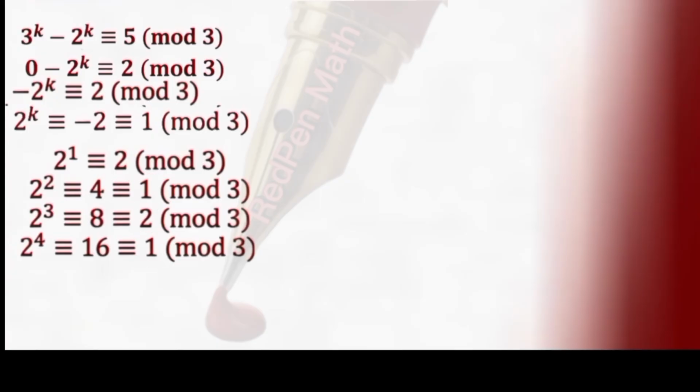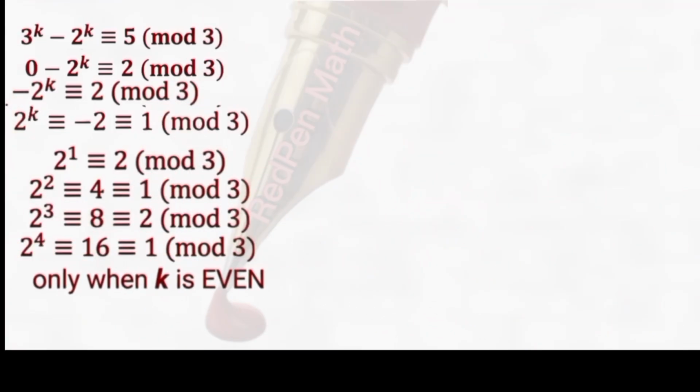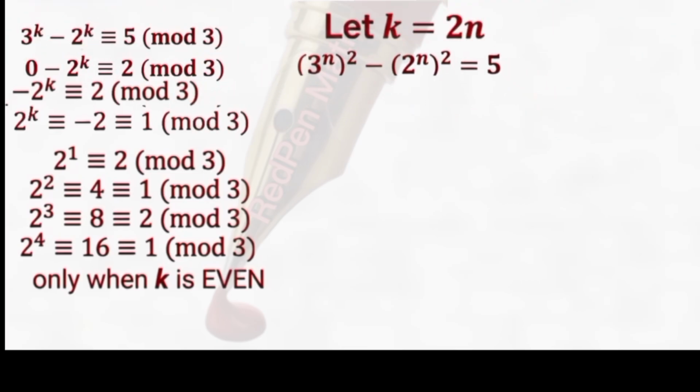Do you see the pattern? It alternates. When k is odd, we get 2. When k is even, we get 1. Since we need 2 to the power k to equal 1 mod 3, k must be an even number. This is a crucial insight. Step 3. Since k is even, let's substitute k equals 2n. Now our equation becomes 3 to the power 2n minus 2 to the power 2n equals 5.